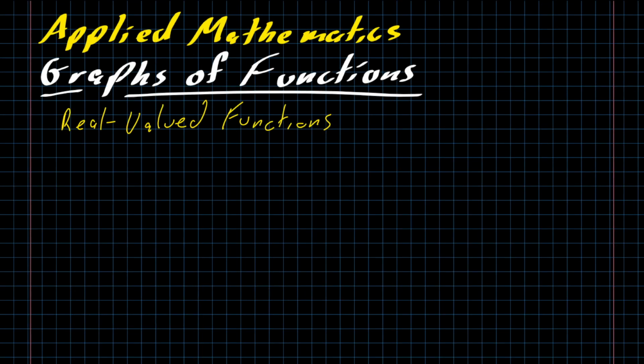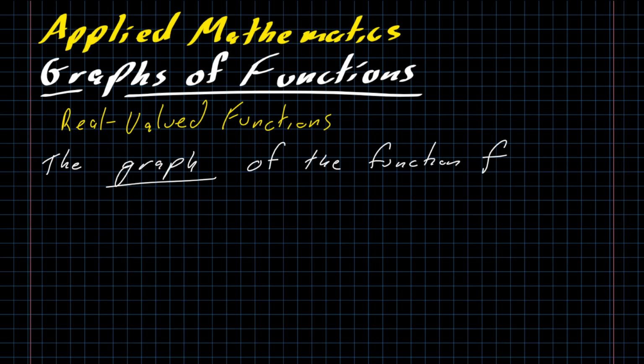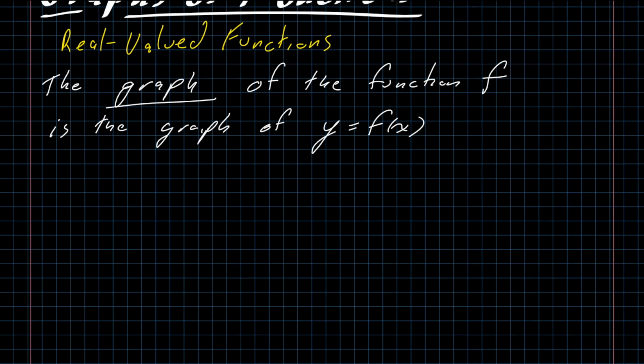With that in mind, the graph of the function f is the graph of y equals f of x. If the function is defined as a table of values, this is going to give us a whole bunch of ordered pairs that we can plot. If the function is defined algebraically, then this is going to give us an equation.